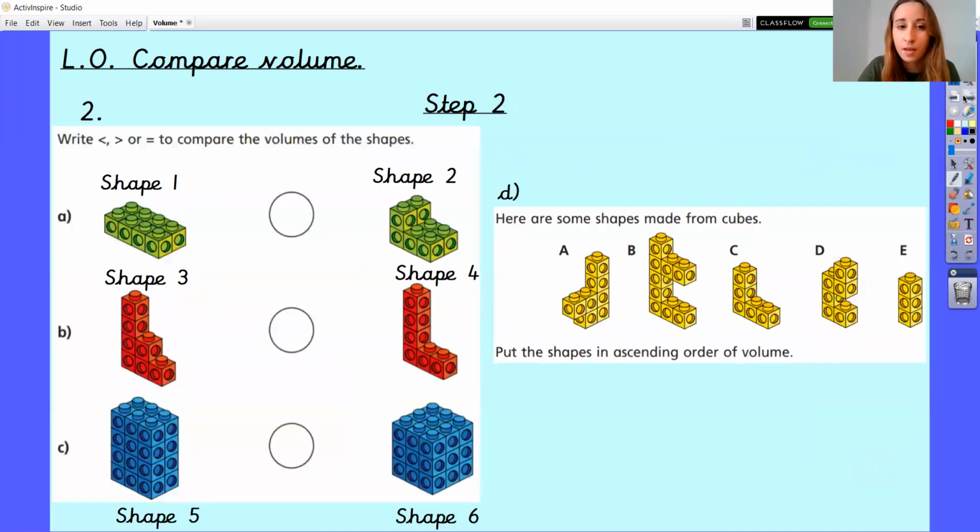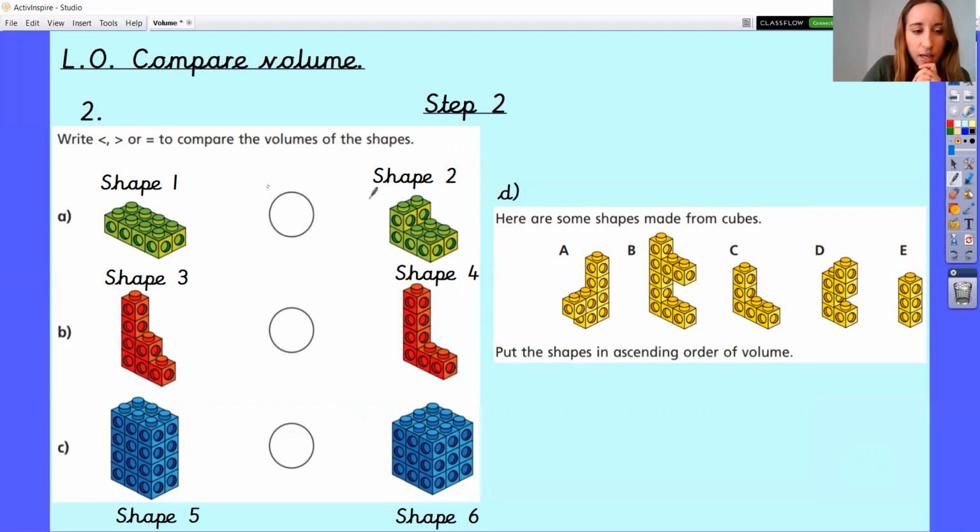Okay. So you've got some similar questions here. So the first part of your step 2 is doing exactly what we've just done. So I've actually labeled each of these shapes, shape 1 or shape 2, and you need to use less than, greater than, or equal to compare them. So in your book, you could write 2A, you could write shape 1 and shape 2, and then write the symbol in between you think needs to go there, and then do the same for the others.